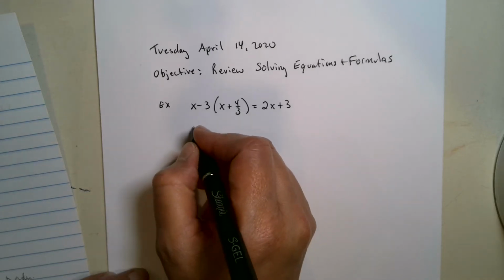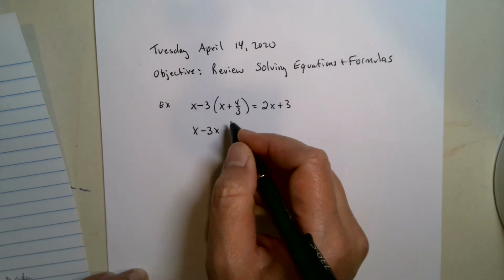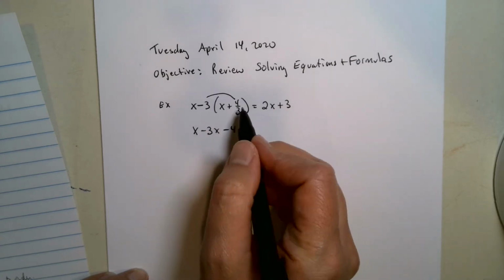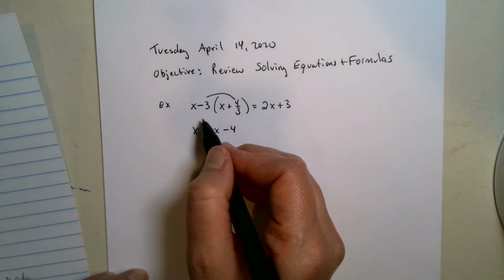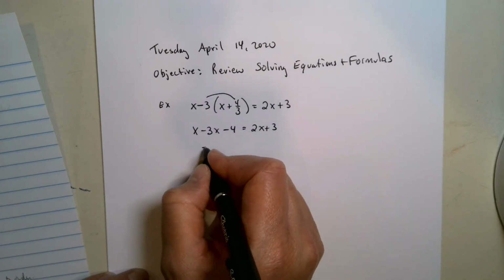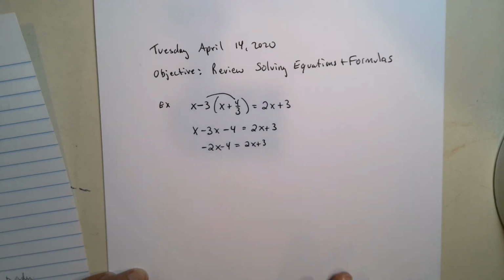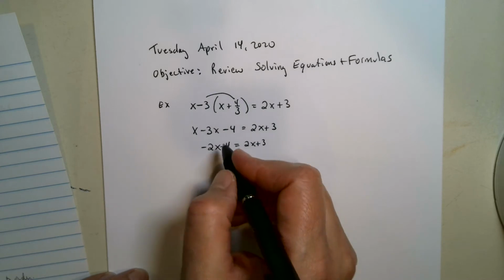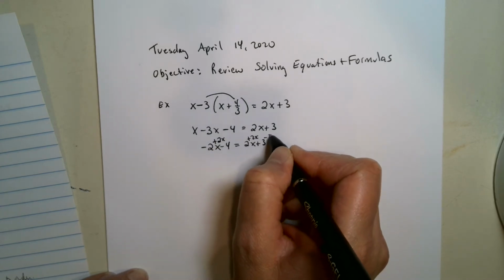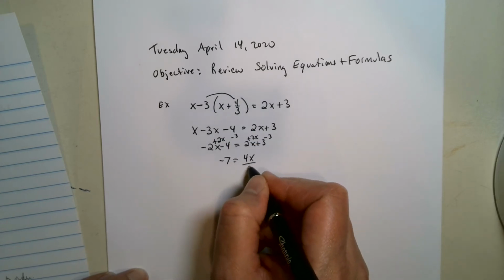And so our first step would be to distribute, and be sure and distribute that negative. So we'd have negative 3x, and negative 3 times 4/3 would be negative 4. Those 3's would cancel out just like we did last week. On the right side, we have 2x plus 3. So I have negative 2x minus 4 equals 2x plus 3. I want to get my x's on one side and my numbers on the other, so I'm going to add 2x and subtract 3. I have negative 7 is equal to 4x.